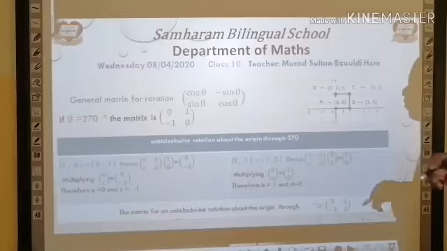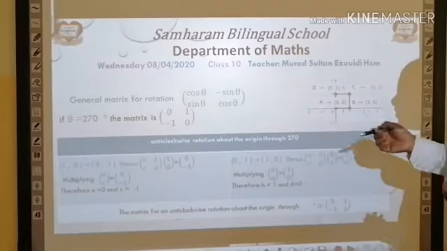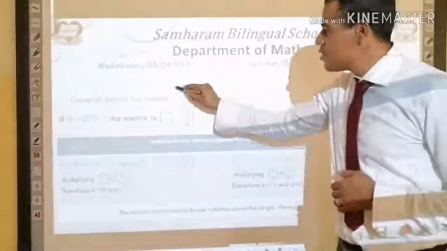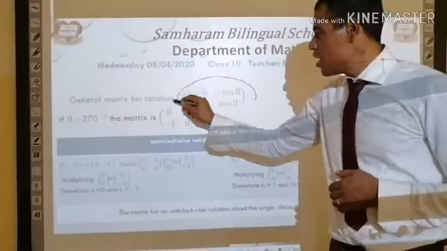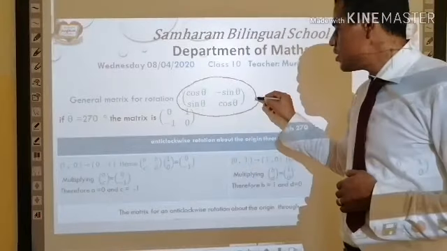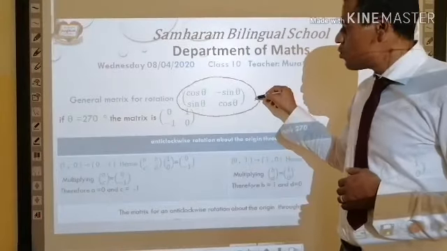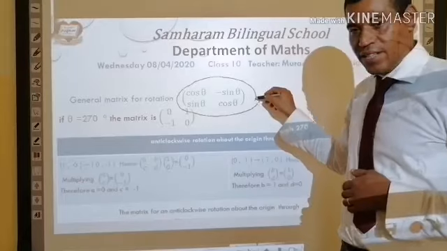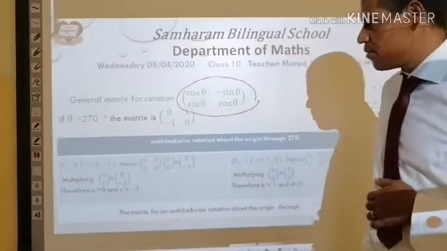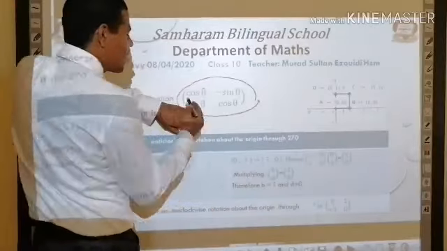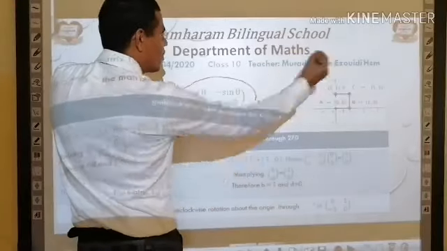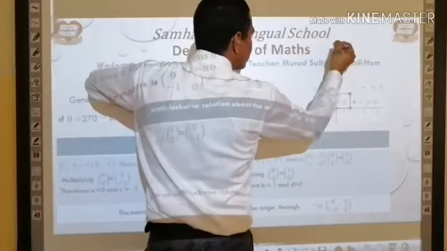So here we'll do the same. This one, my kids, is the matrix for rotation about the origin through 270 degrees counterclockwise. Look, first of all, cosine of theta.